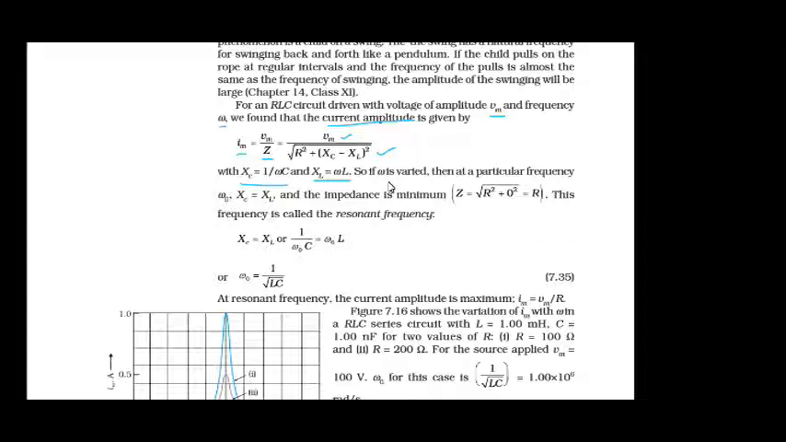So if omega is varied, then at a particular frequency omega naught, Xc minus XL is zero and the impedance is minimum, that is Z is equal to R. So at a particular frequency omega, Xc is equal to XL. Let me explain it properly in a separate, easier way.